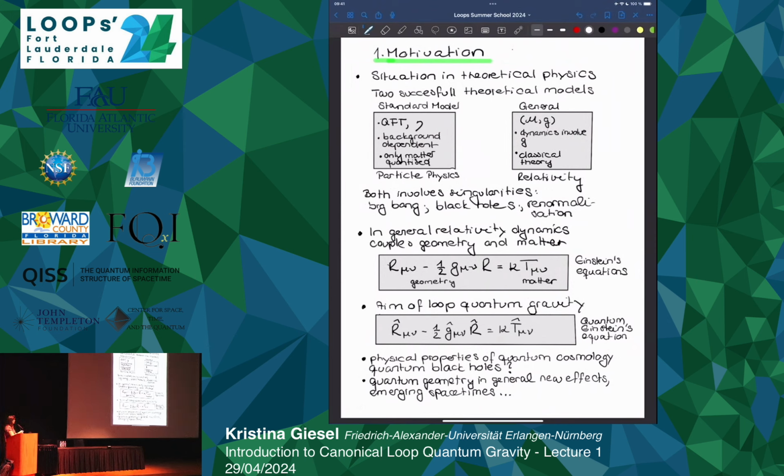So if we consider the right-hand side and write down the classical Einstein equations, on the left-hand side you have something which describes the geometry, which we will discuss in more detail during the lecture.